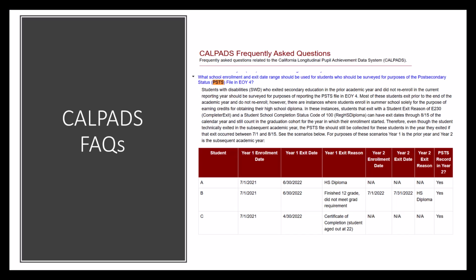The CALPADS FAQs has several FAQs related to the PSTS data collection. So this particular question says, what school enrollment and exit date range should be used for students who should be surveyed for the purpose of post-secondary status? Students with disabilities who exited secondary education in the prior academic year and did not re-enroll. So that's further information. Students cannot re-enroll if they're going to be surveyed for the PSTS file. And it tells us the exit reasons, the acceptable date range for the exit reasons for them to be surveyed.